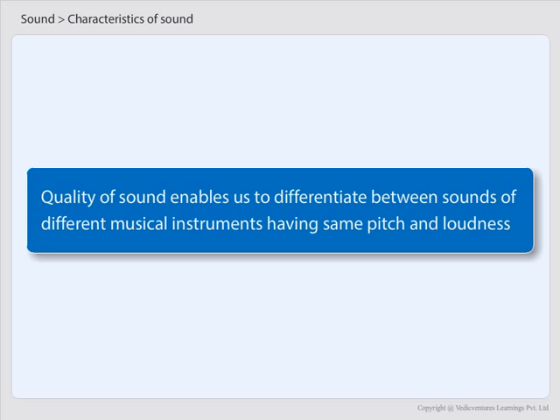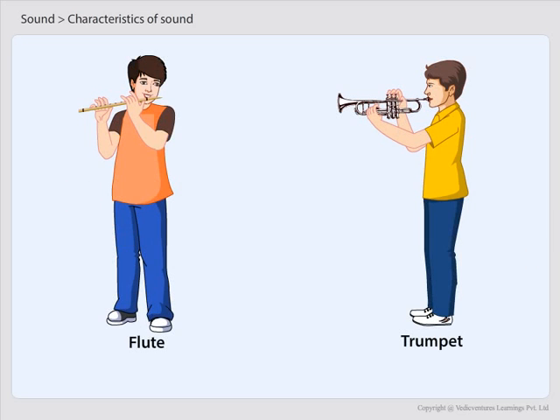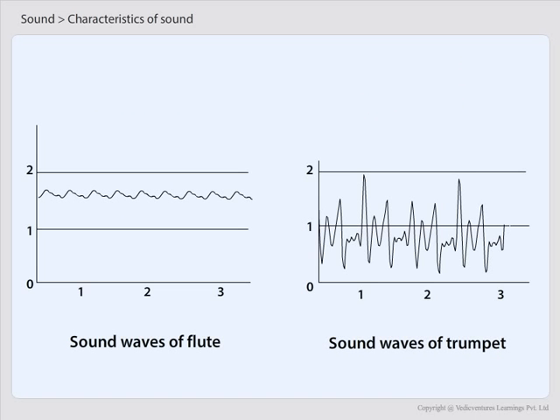Quality of sound enables us to differentiate between sounds of different musical instruments having the same pitch and loudness. Listen to the sounds of a flute and a trumpet. We can differentiate between the sounds without seeing them. Quality of sound depends on the shape of the sound wave. Here, the sound waves of the flute and trumpet look different, so their quality also differs.